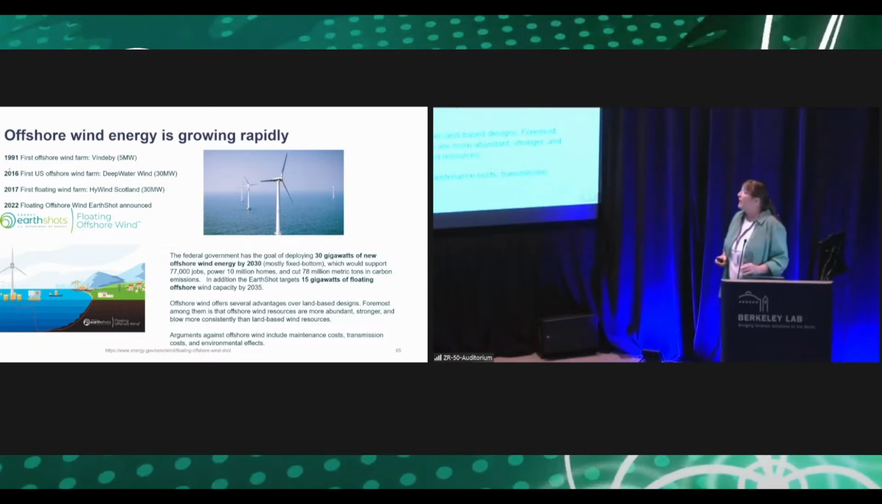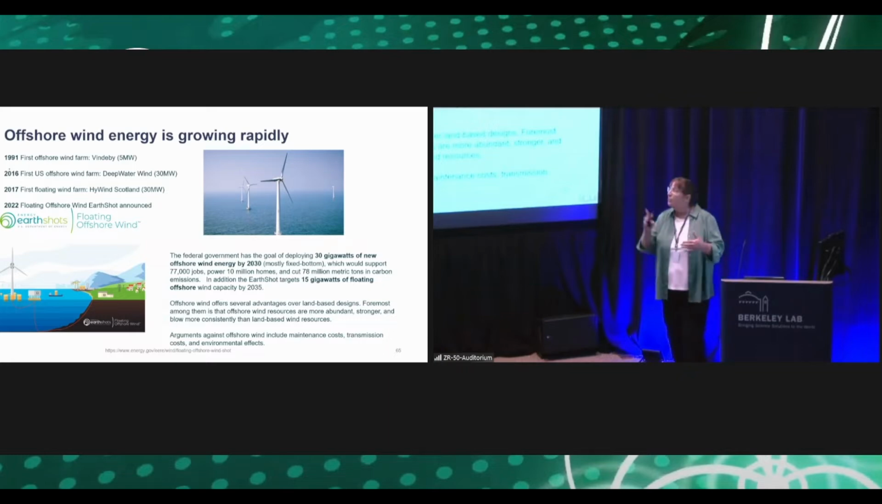The federal government has mandated 30 gigawatts of new offshore wind energy by 2030. Remember, we had about 1/7 of a gigawatt in 2021, so this is now about 220 times as much. In addition, the Earthshot is targeting 15 gigawatts of floating offshore wind capability. So why is this different? Most of the 2030 goal was fixed bottom.